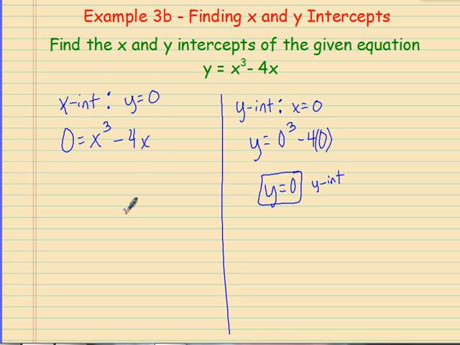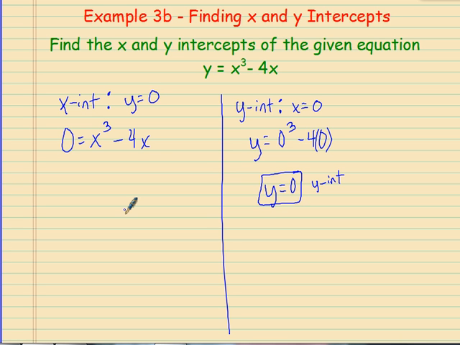Good. So I have 0 equals x to the third power minus 4x, correct? Now what? Your directions on the page before said to make y 0 and then what? Solve for x. Okay, so when I say the word solve, what am I telling you to do? Get x by itself. Very good. You need to get x by itself. Does everybody agree with that?